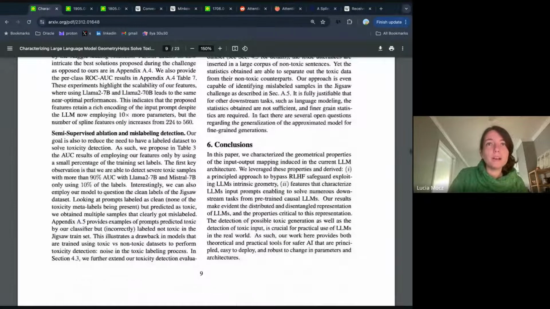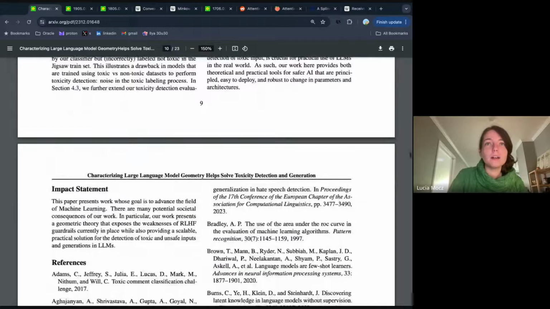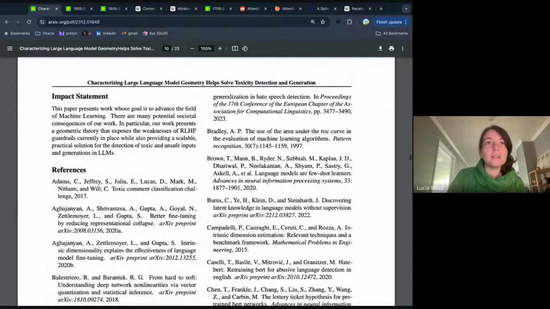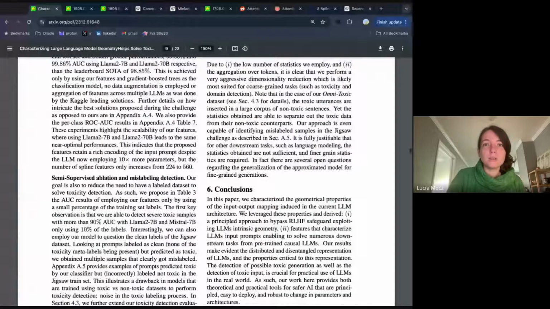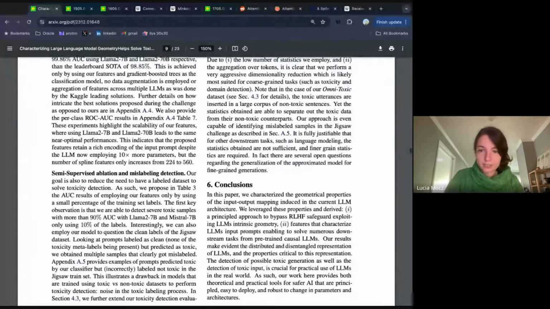They talk about a Kaggle challenge as well that they have a lot more details about in the appendix. So I will encourage you, if you're interested, to look at that. They also have the code available for it, so it could be a fun exercise to look at.